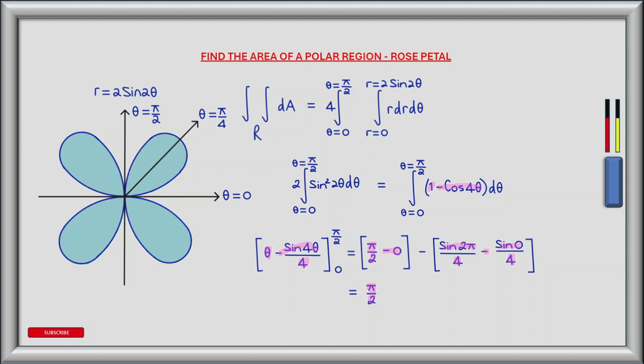This gives us the area of one single petal. To get the area of all 4 petals, we multiply through by 4. So we have 4 multiplied by pi by 2, which is equal to 2 pi, which is our final answer.